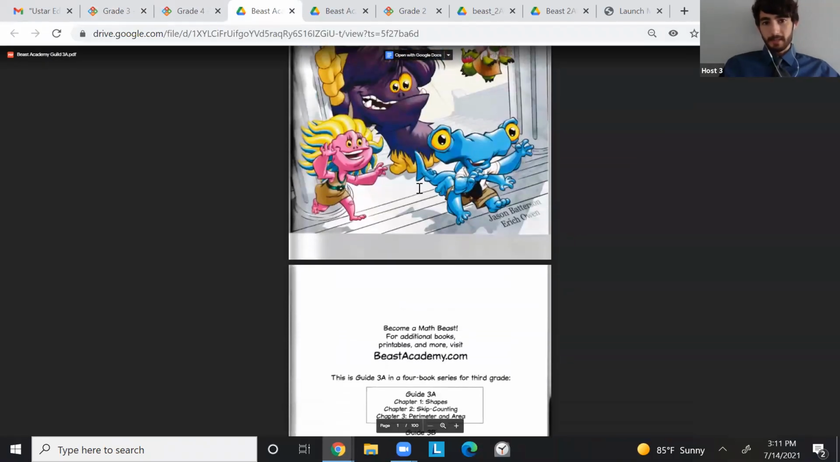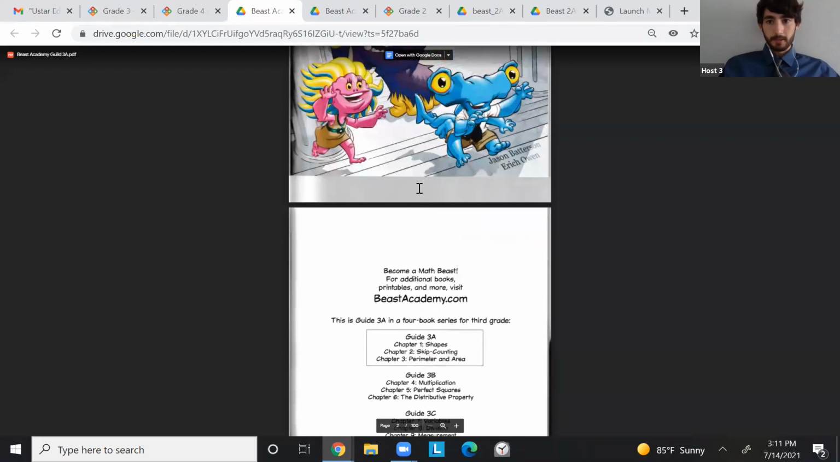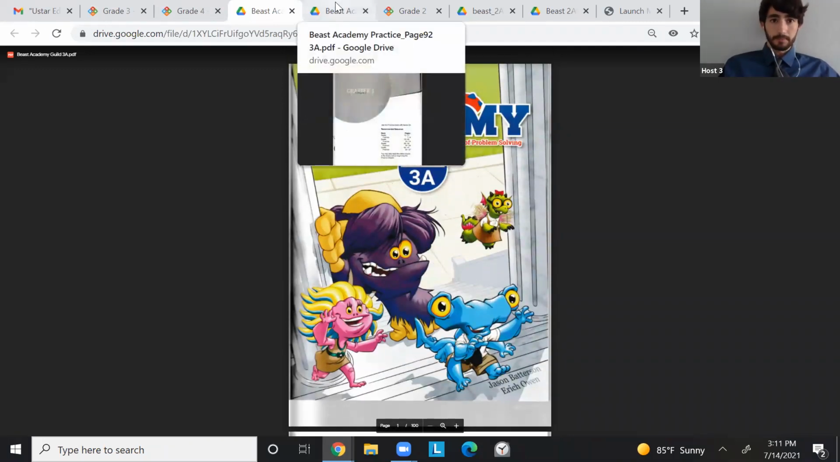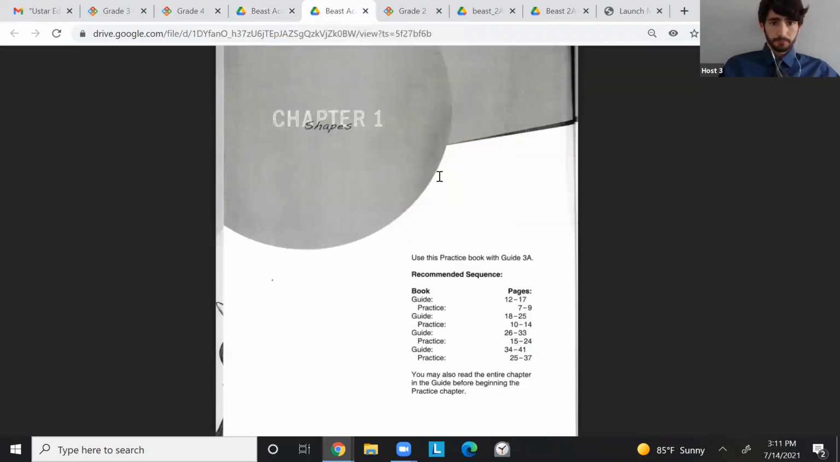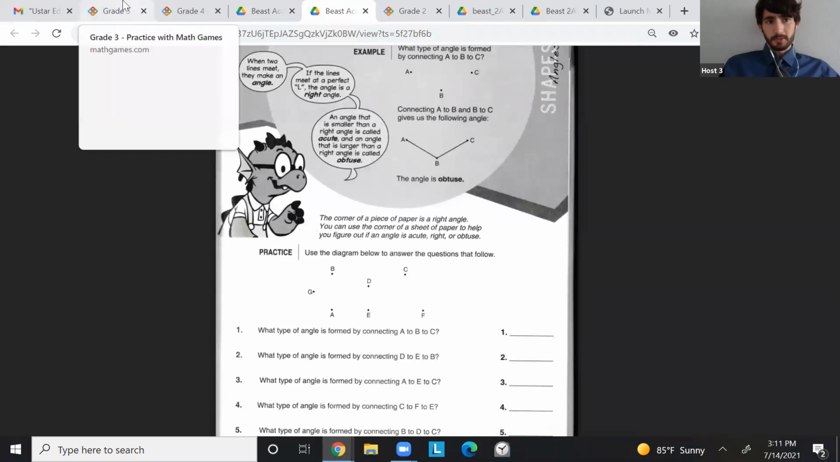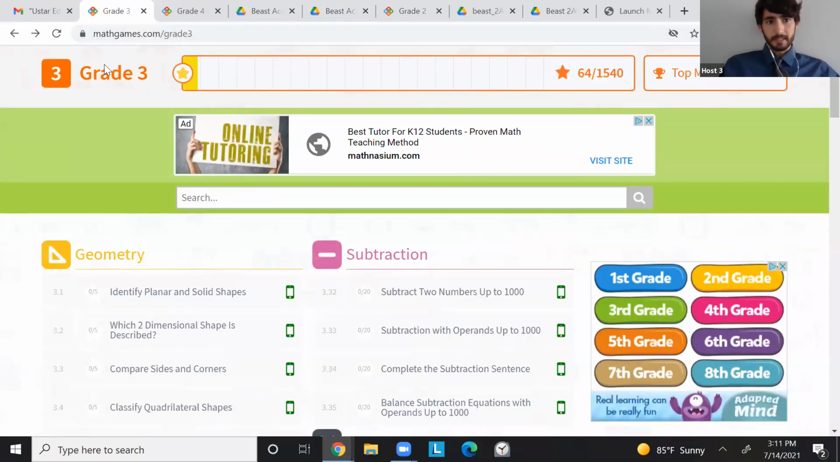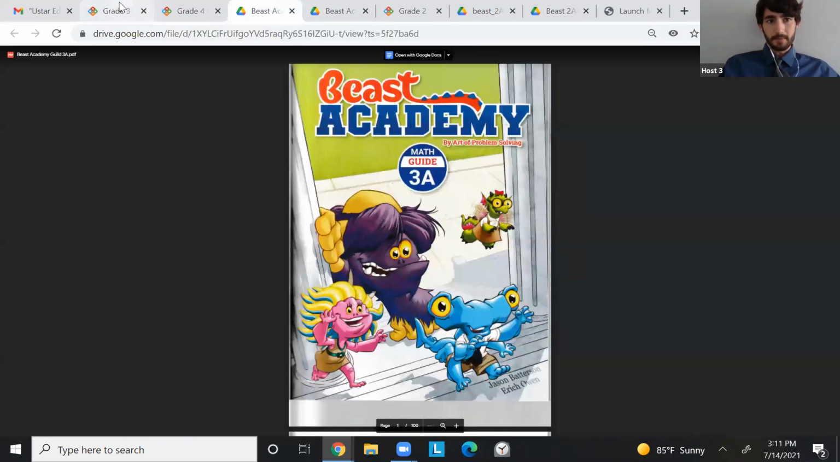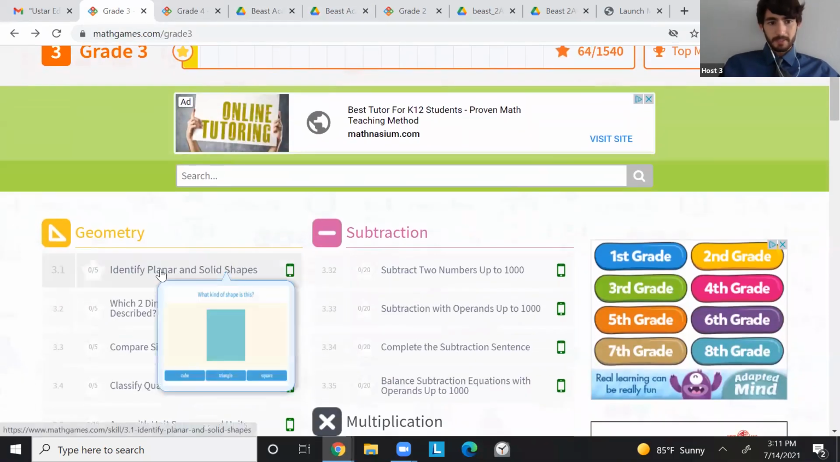And most of the time I like to have the games be related to what we're learning. Sometimes I'll just choose a game at random just because I think it's fun, or some of the skills are very useful. Like this first chapter is on shapes. Some good games, and this website even lays it out by grade level, grade 3 corresponds to Beast 3A. Some of these might be good games.